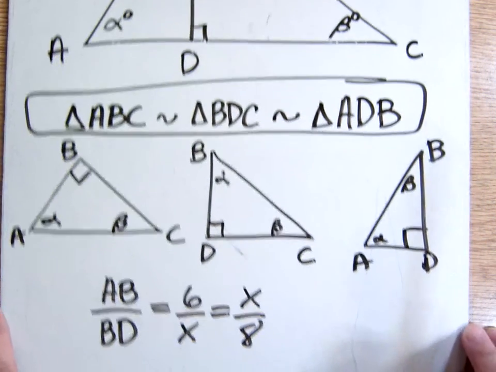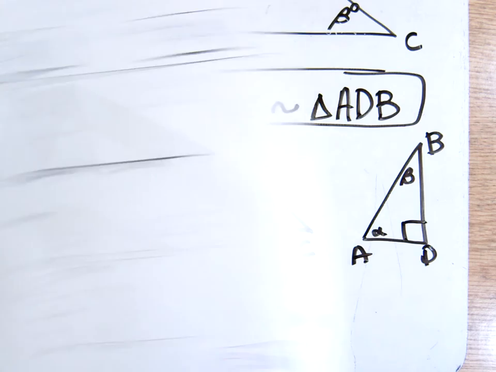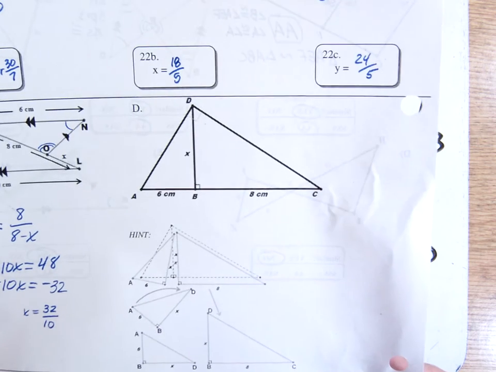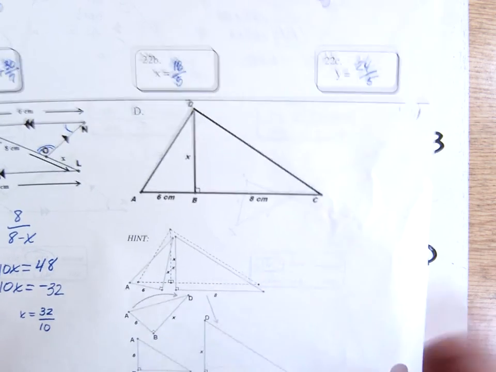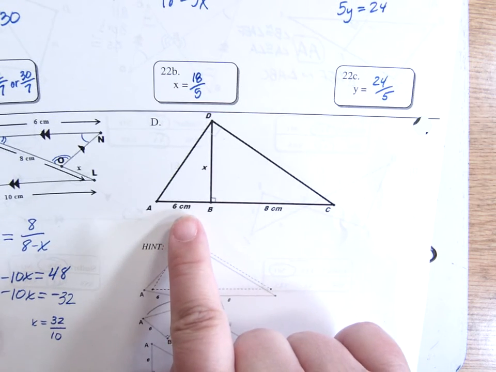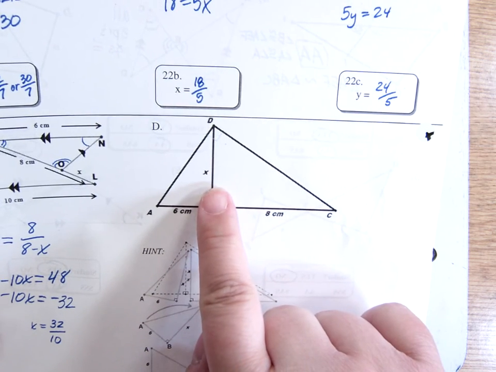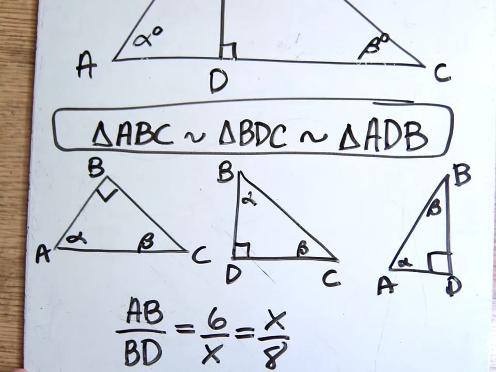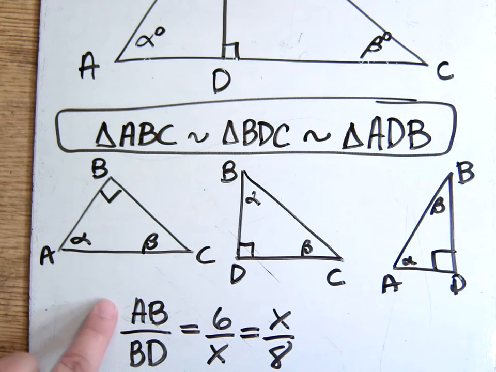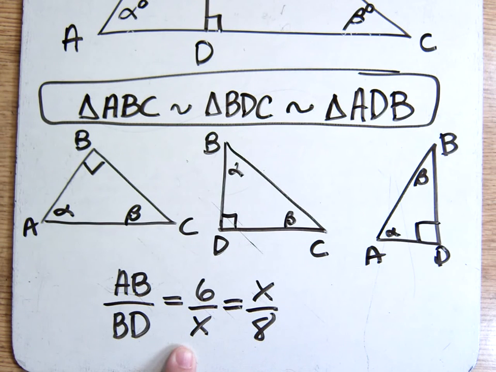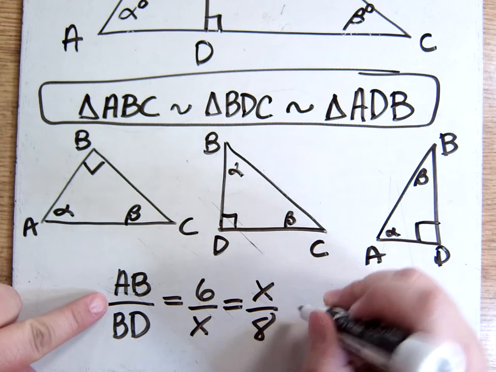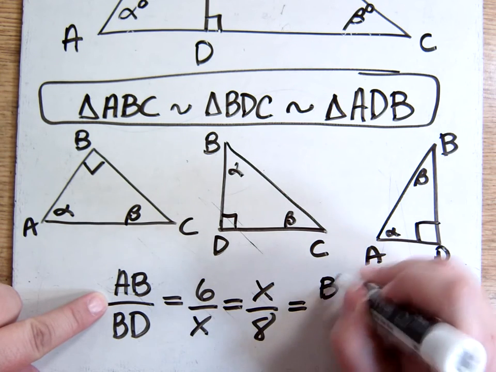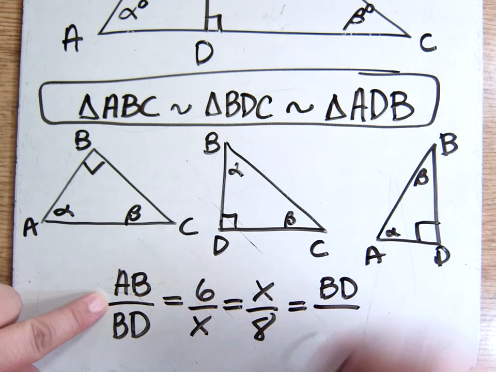All right, so based on all of this, looking back at problem D from this homework assignment, we had 6 centimeters for AB, X for BD, which is that altitude, and 8 for BC. So if I want to solve this, I'm going to put AB over BD, which is 6 over X, and I know that that is the same as X over 8 because X is BD and 8 is DC.